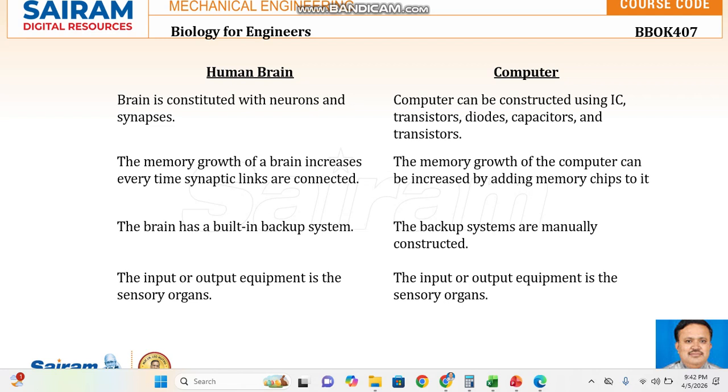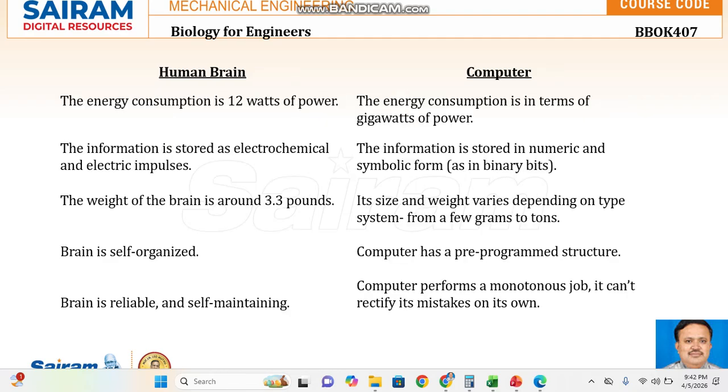Here in the human brain, the input or output equipment is our sensory organs, like our skin. What we sense, like heat or cold. So the input or output equipment is the sensory organ. But in a computer, the input or output equipment is a keyboard, mouse, and monitor.